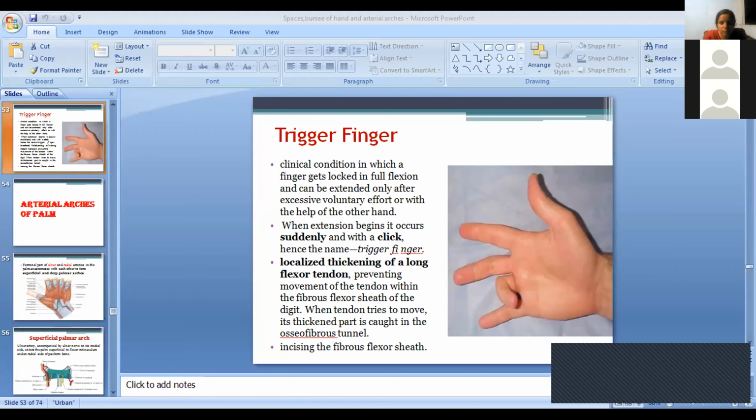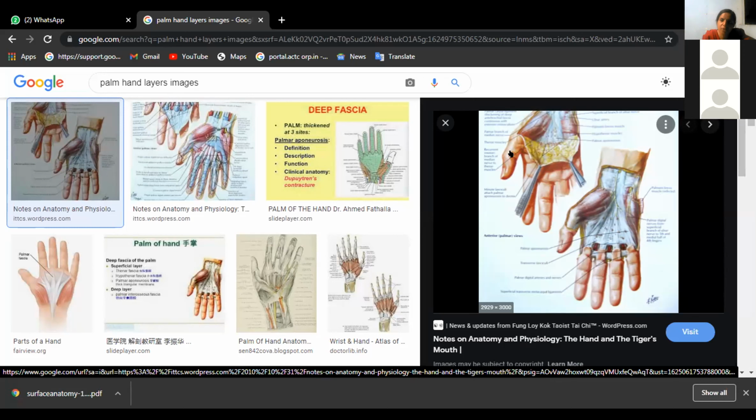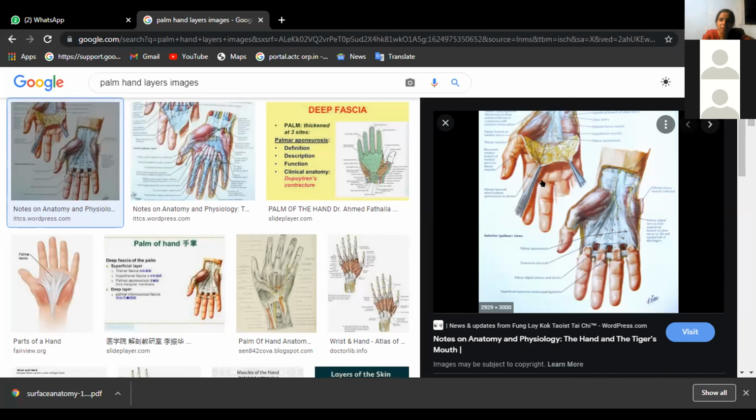Now see here. First of all, when we are doing the dissection, you should imagine as though you are doing it, otherwise you will not understand what we are studying as spaces. So the first thing when you do the dissection, we will see the skin. Okay, we are reflecting the skin. Once you reflect the skin, you will see there is a triangular expansion which is called the palmar aponeurosis.